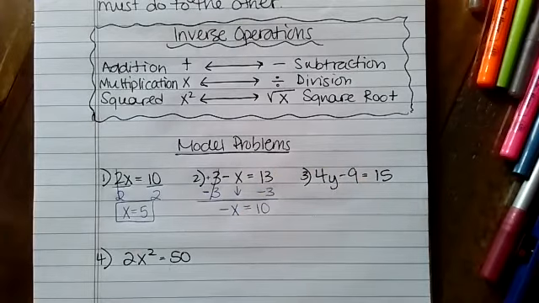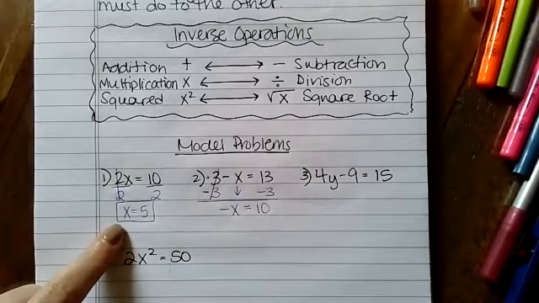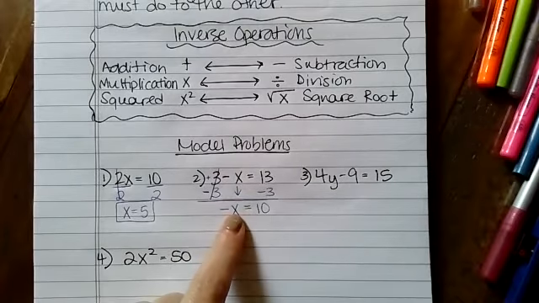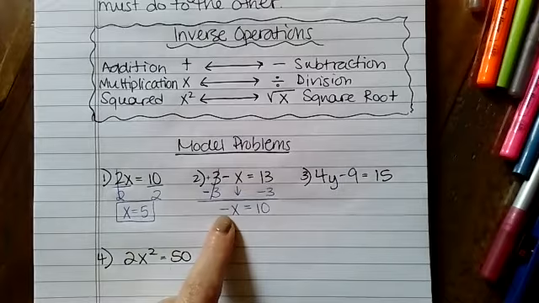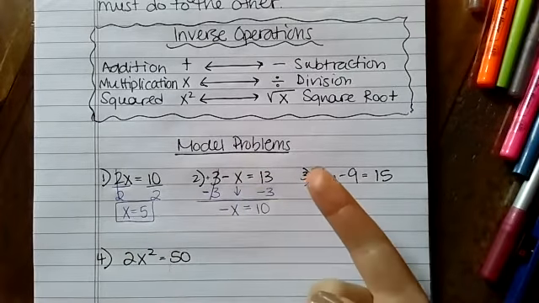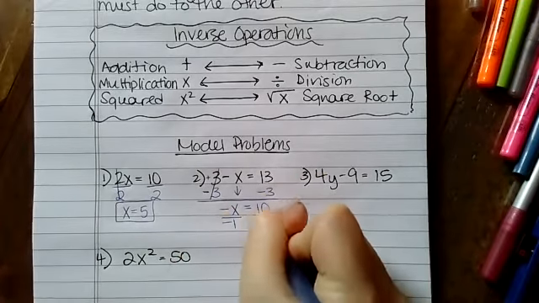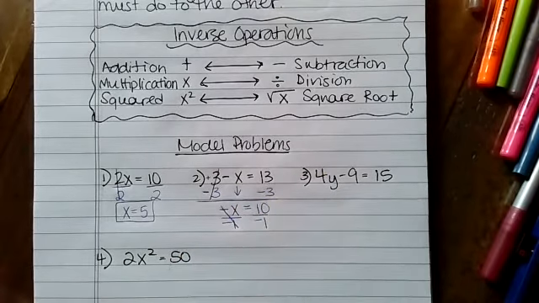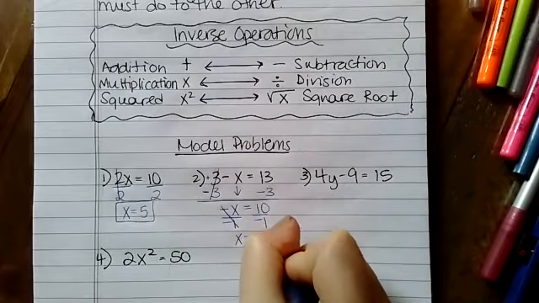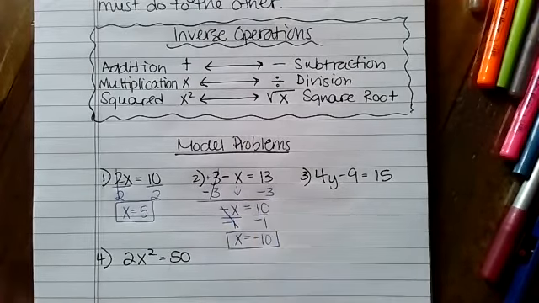Now, I'm not done because this x is still negative. I cannot state a final answer like this with a negative x. So basically what's happening here is this x is getting multiplied by an imaginary negative 1, okay? So if it's multiplication, the opposite is division. Divide by negative 1 on both sides. That cancels. I get x equals negative 10 because 10 divided by negative 1 is negative 10, okay?